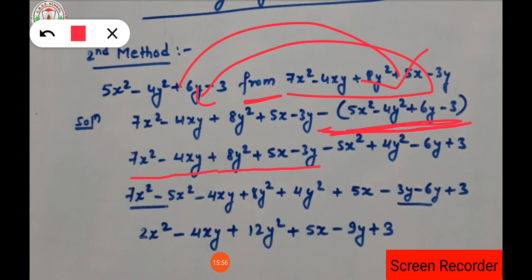So 5x square is in positive form, so plus and minus will be minus. So 5x square will become minus 5x square. Then minus 4y square is there, so as here minus is there, minus and minus will become plus. So minus 4y square will become plus 4y square. Here plus 6y, with minus, will become minus 6y. Then again this minus with the last constant term, minus 3, will become plus. So it will be plus 3. So in this way you have to open the bracket.